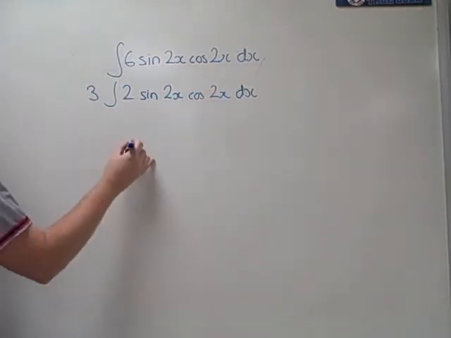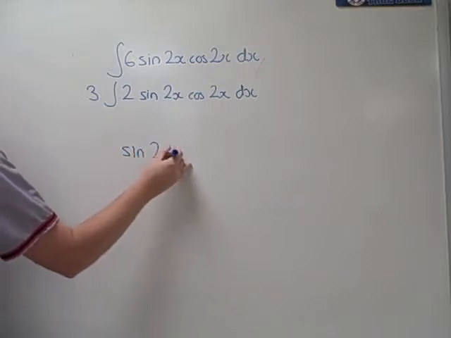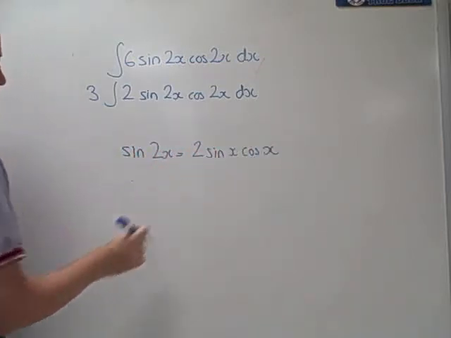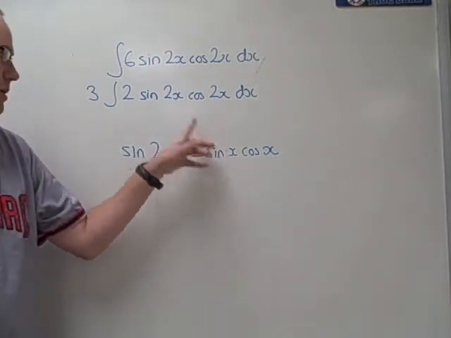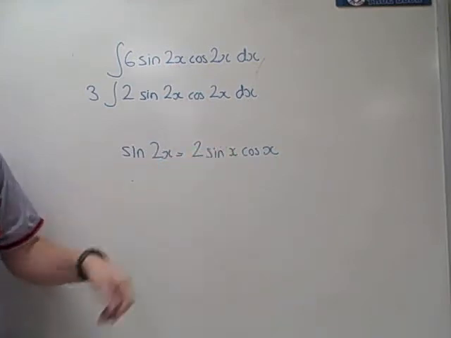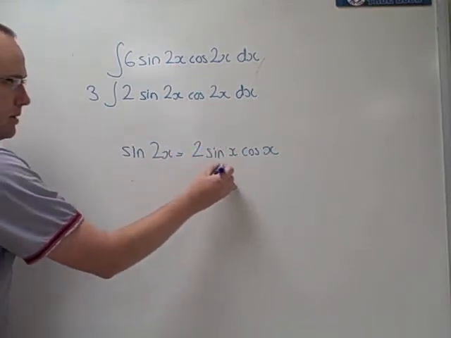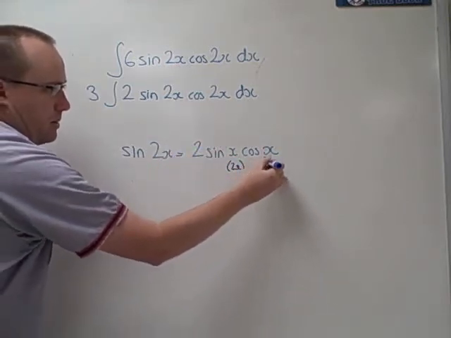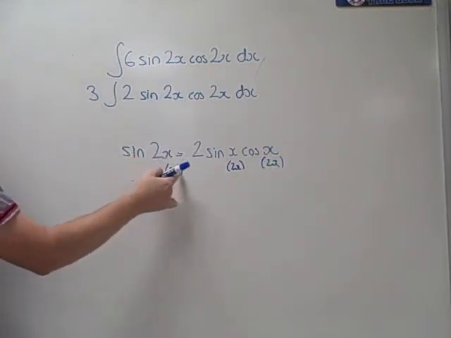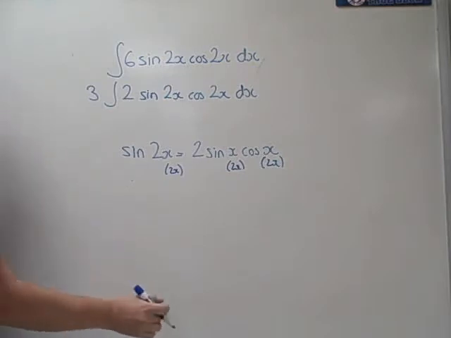So our formula that we know is that sine 2x equals 2 sine x cosine x. But notice in our question, the one we're doing here, we've got 2x rather than x. So actually we doubled each of these values. So we'll need to double this as well. So wherever we see x, we need to substitute in 2x. So 2 times 2x actually gives us 4x.